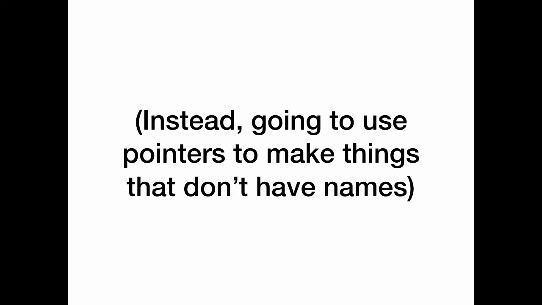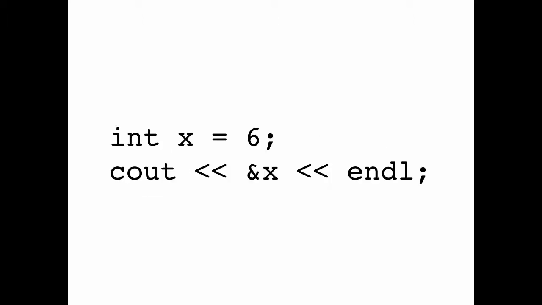So instead of using the ampersand to get the address of things that have names, instead we are going to use pointers to make things that do not have names. Okay? And so we won't have to name things. So here is one way that we looked at doing this.